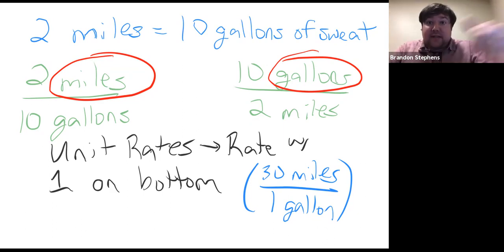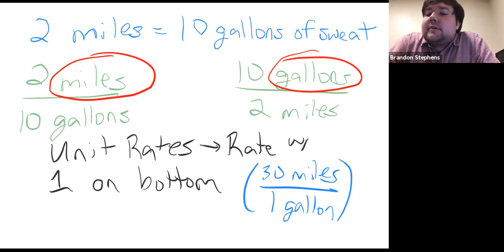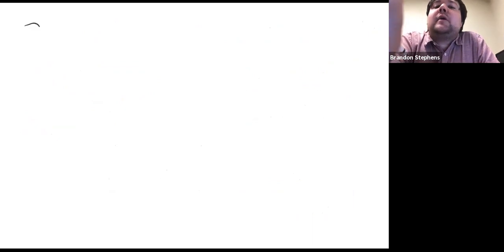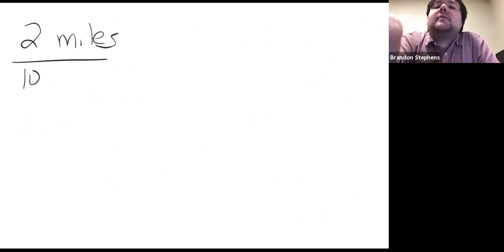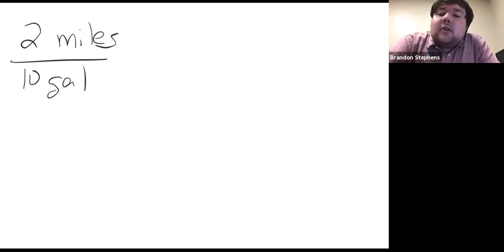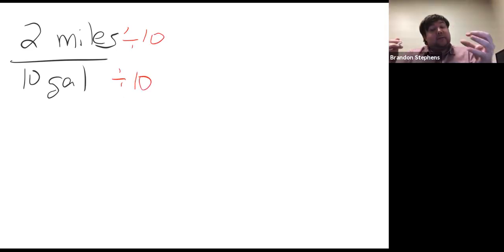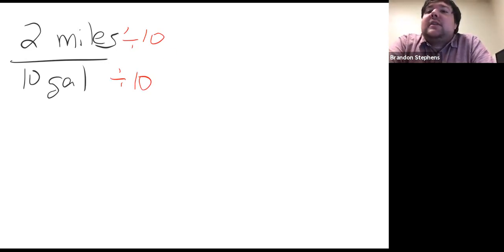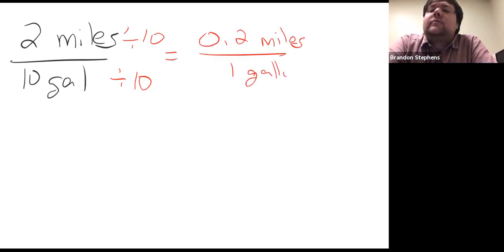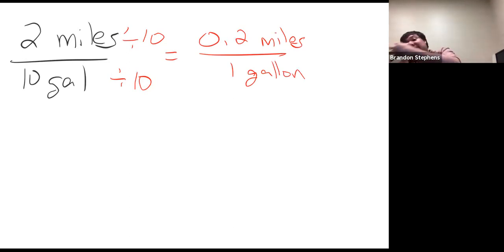We could do the same thing with this scenario, right? The 2 miles over 10 gallons, 10 gallons over 2 miles, by just dividing by that bottom part. So we have 2 miles for 10 gallons. Let's say we divide the top and bottom by 10. We can do that because we're doing the same thing to top and bottom, basically dividing by 1. So this is going to be the same as 0.2 miles per 1 gallon. It gives us that benchmark that says we're going to use 1 gallon of sweat to go 0.2 miles.